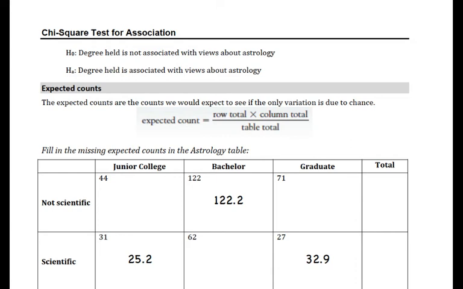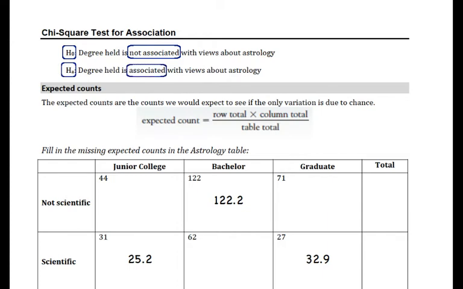The chi-square test for association solves our problem of multiple tests by creating one test for the whole table. Now our null and our alternative hypotheses are always pretty much the same, except that they will be written in terms of the variables that are relevant to your particular problem. Our null hypothesis is no association, and our alternative hypothesis is that there is some association between the two variables.